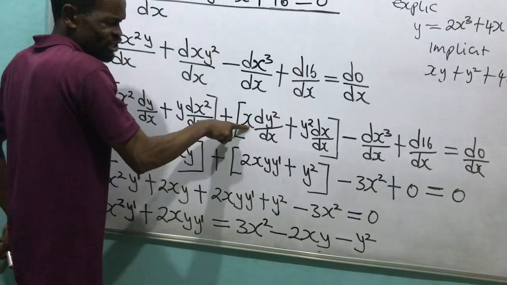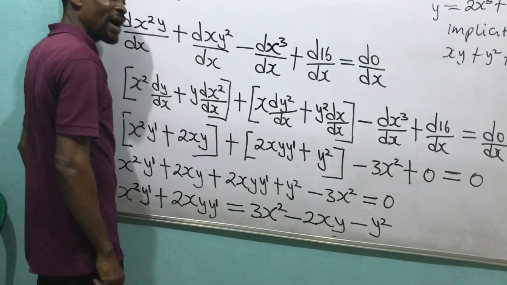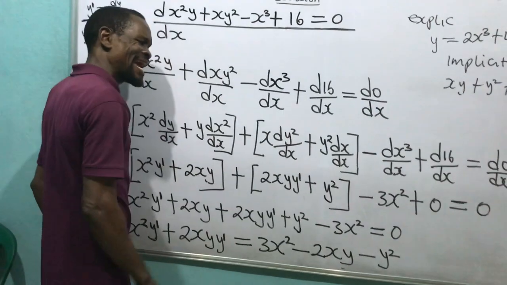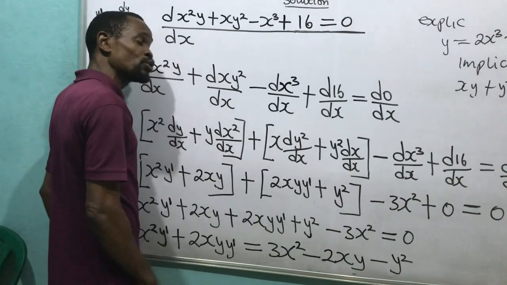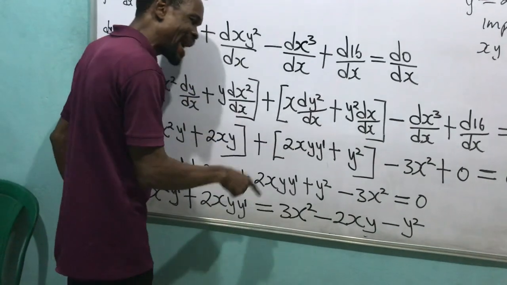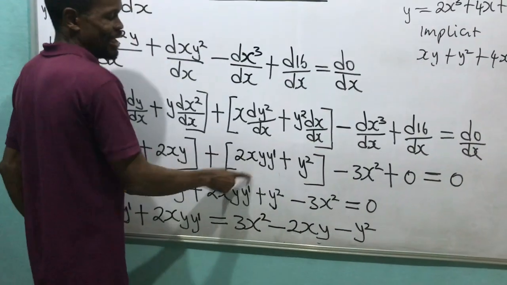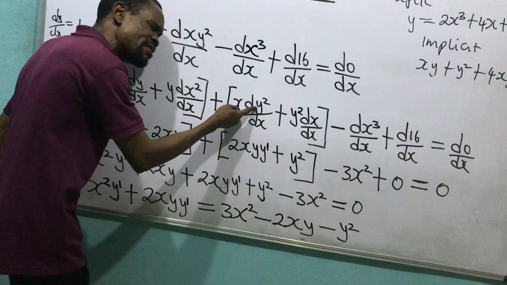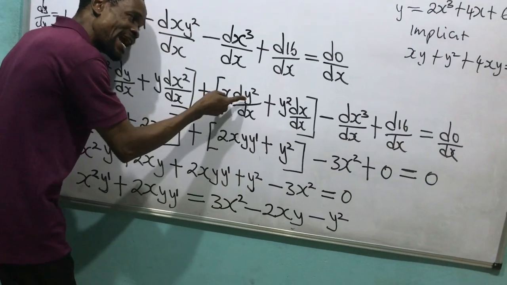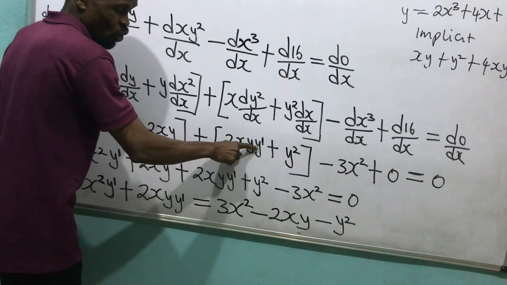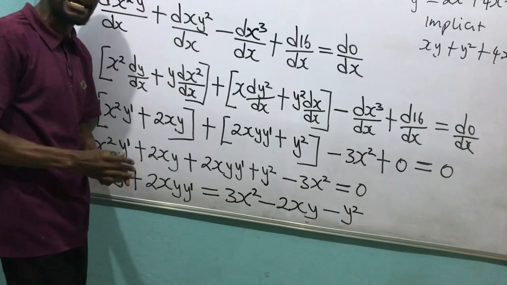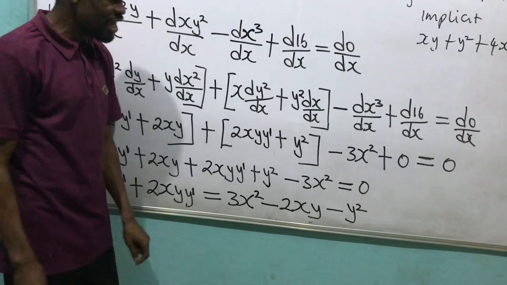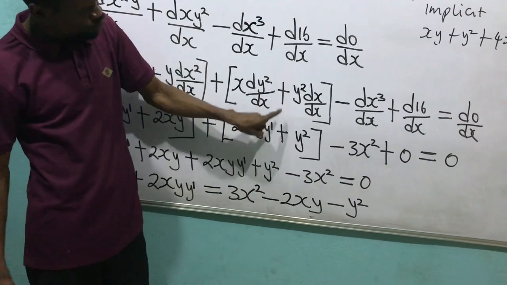This one, I'm not differentiating x here. I'm differentiating y. Differentiating this y, I'm going to have 2y, and 2y times x will give me 2xy. That's why you see 2xy. Then I'm going to give indication that y has been differentiated here, so I put y prime. So when I have done that, I'm going to put plus.